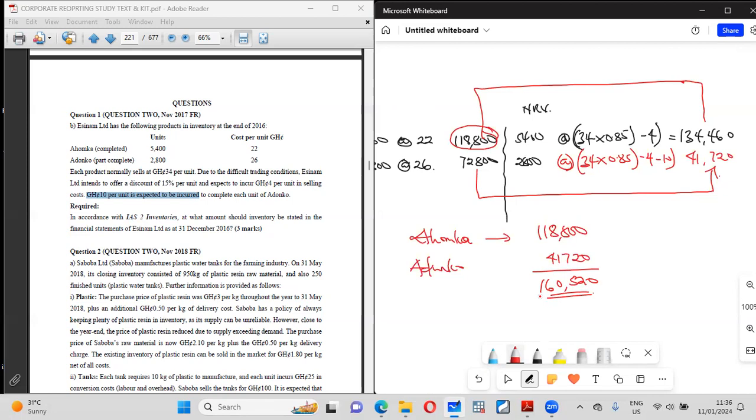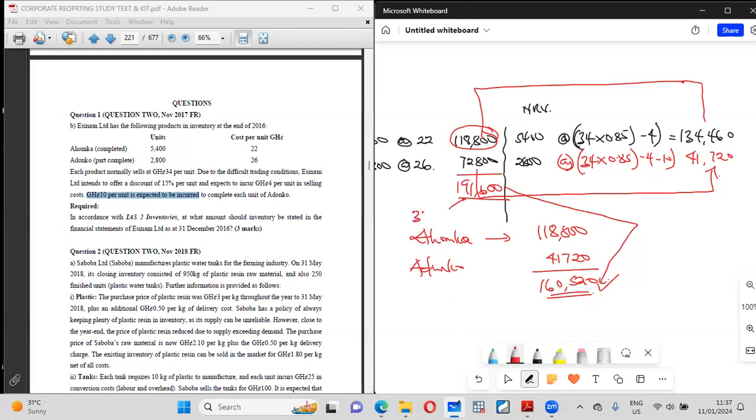So the question is asking you how much will be stated in the financial statement. This is it. But you see, the total cost here, how much would it have been? So we have 118,800 plus 72,800, right? That gives us what? 191,600. So what will happen is that for a 191,600, moving now to 160,520 tells you that we need to impair this one by an amount of 31,080. All right, we need to impair this one, the cost.